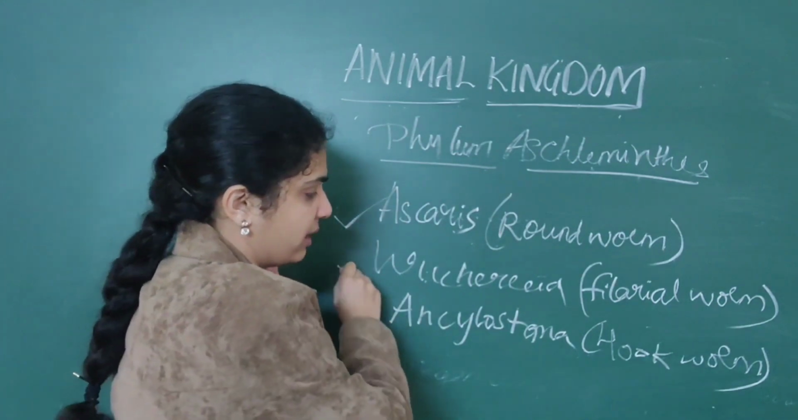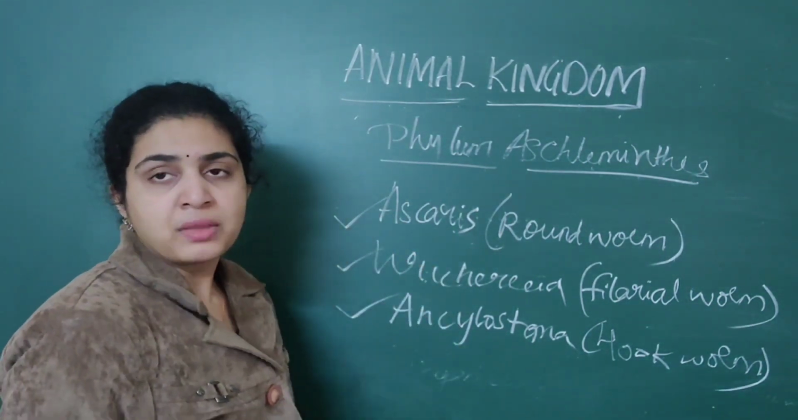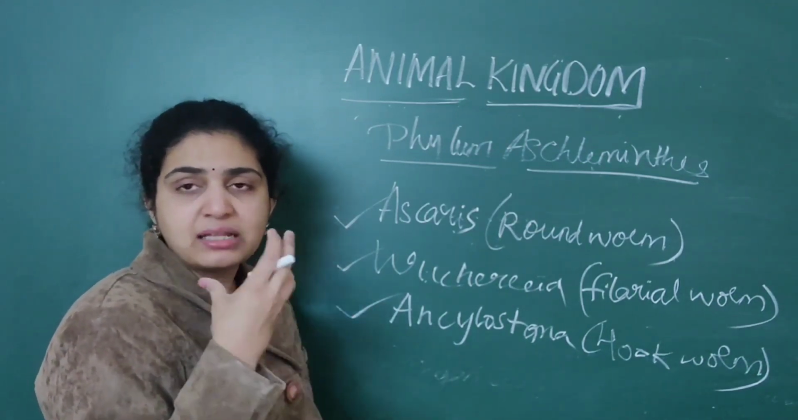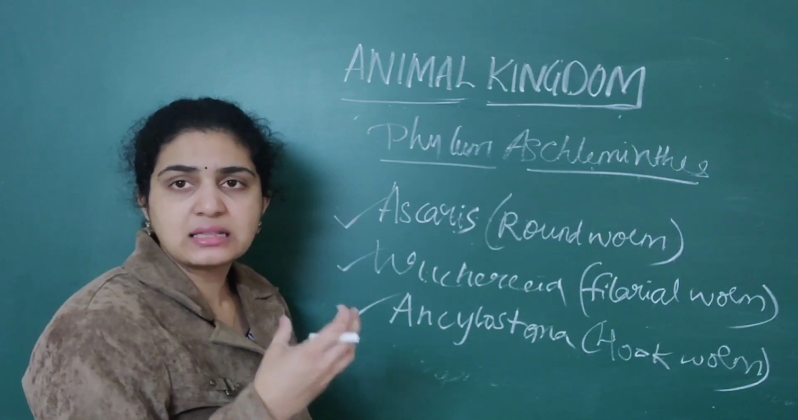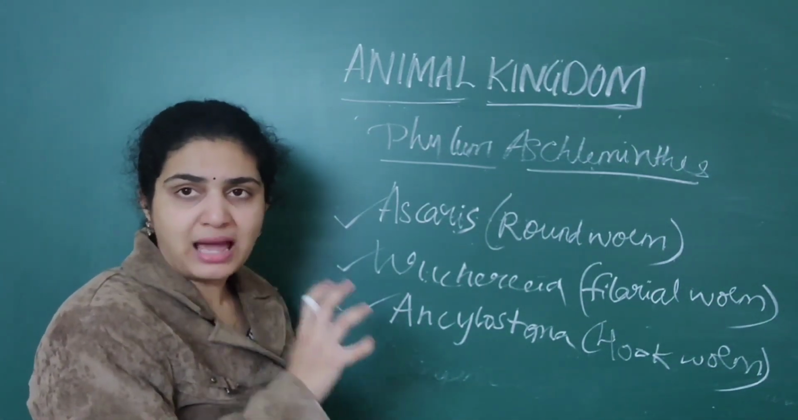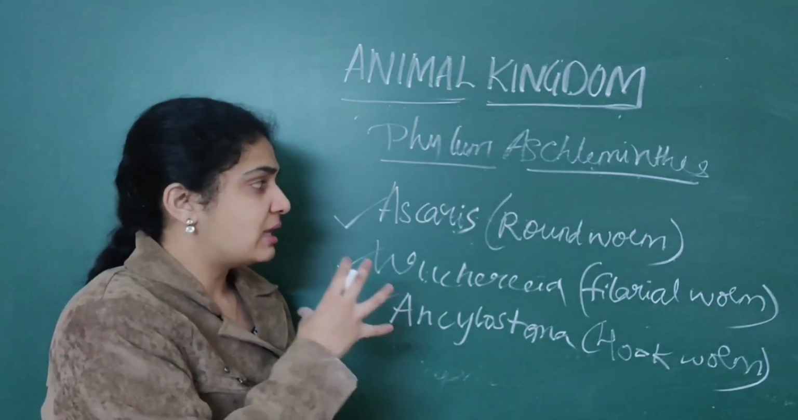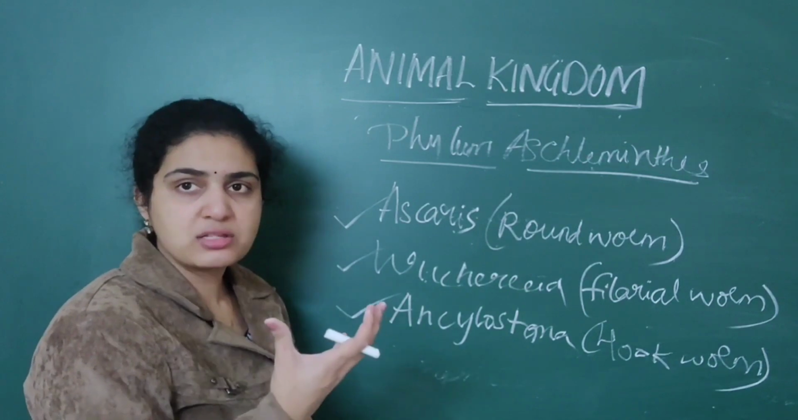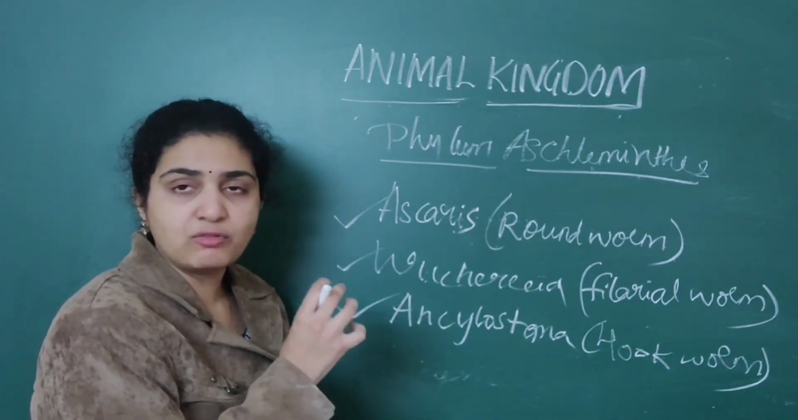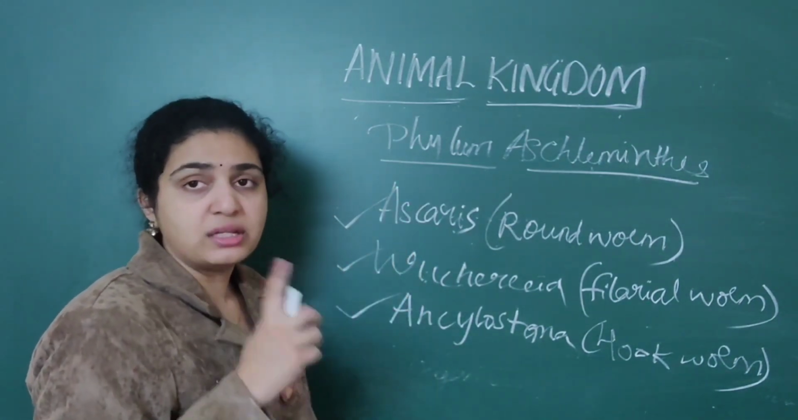Ascaris, roundworm. Wuchereria, filarial worm. Ancylostoma, hookworm. These are all different types of worms except Taenia. Taenia is nothing but tapeworm, and only that worm belongs to Platyhelminthes. The rest are all roundworms: Ascaris, Ancylostoma, Wuchereria. These all belong to phylum Aschelminthes only.